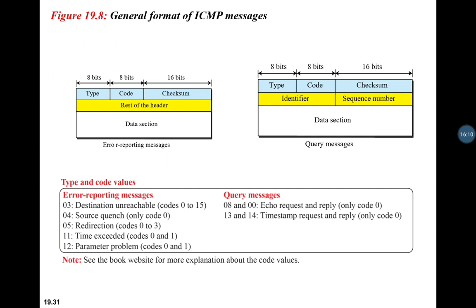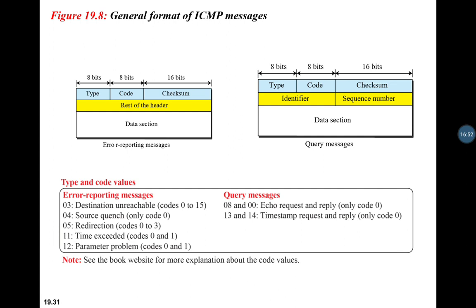So echo request and reply is used by the host to test the liveliness of another router. Here the router sends an echo request message to another. The timestamp request and timestamp reply are used to find the round trip time. The timestamp request message sends a 32-bit number which defines the time the message is sent, and the reply resends that number and includes two more 32-bit numbers representing the time the request was received and the time the response was sent.